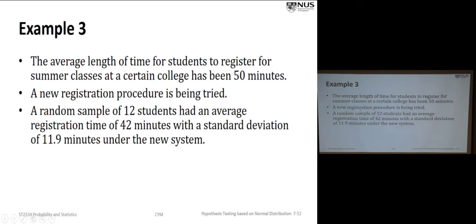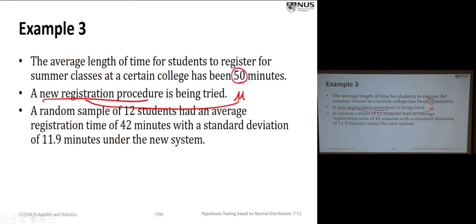All right, anyway, so this is a new registration procedure. We apply it to 12 students, and it takes 42 minutes on average to finish. Now, don't jump to the conclusion that because 42 is less than 50, this is better. Maybe you take another 12 students, and the registration average time is maybe 60 minutes, right? Because this is a random variable. So you have to identify this as the alternative. Now we are talking about mu. Mu is the average time for registration for this new procedure.